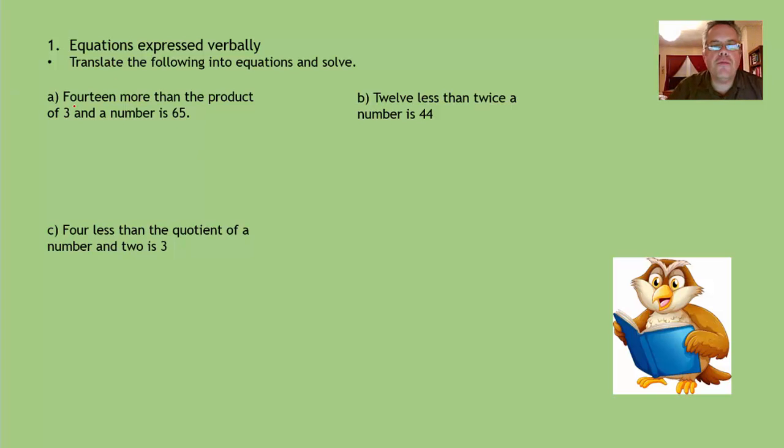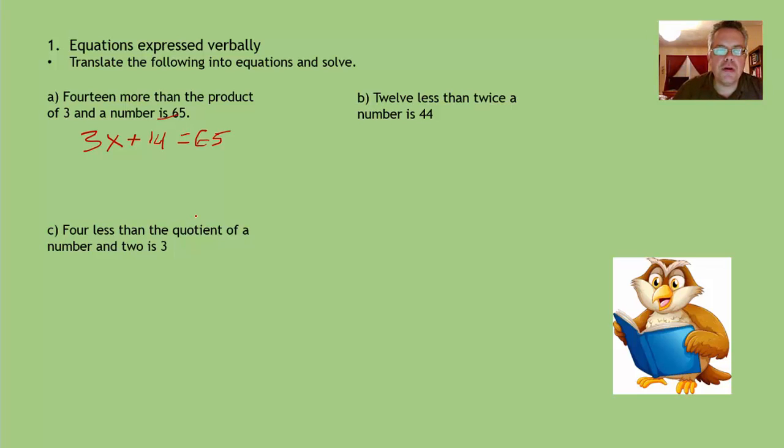So the first one says 14 more than the product of 3 and a number. Whenever it says "a number," we're going to represent that with x. The product of 3 and a number is multiplication. It'd be 3 times x, and then to make it 14 more, plus 14. "Is" means equals 65. It doesn't say "is less than" or "is more than," which would be an inequality. Just 14 more than the product of 3 and a number is 65, so it's an equation.